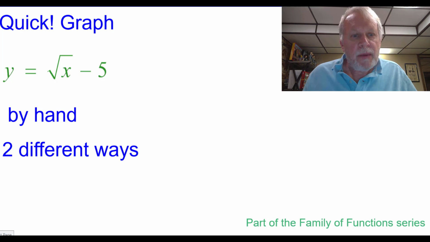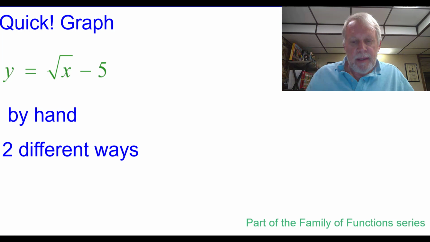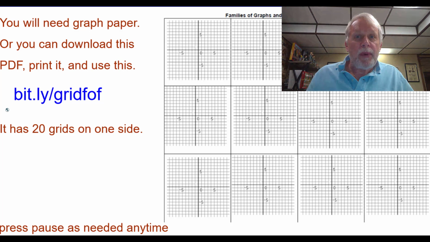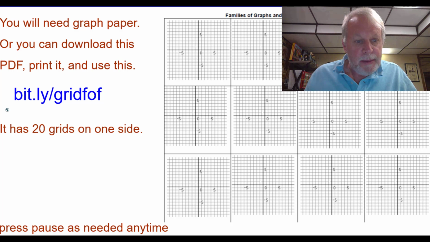Quick, graph y equals the square root of x minus 5 by hand 2 different ways. This is part of the Family of Functions series. You will need graph paper or download this PDF and print it. Press pause anytime as needed.